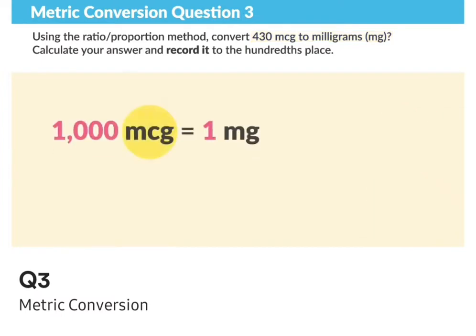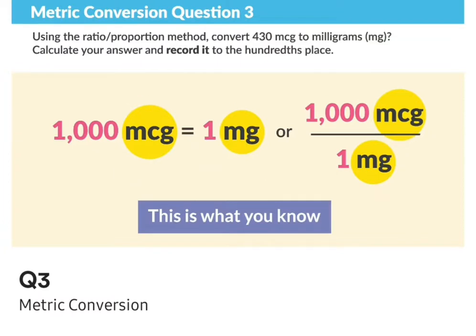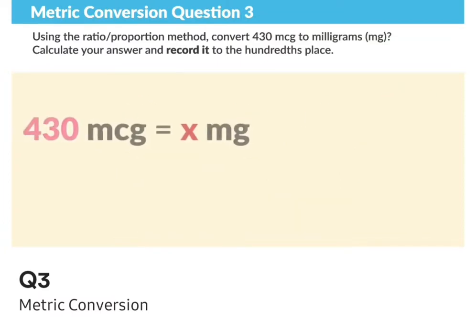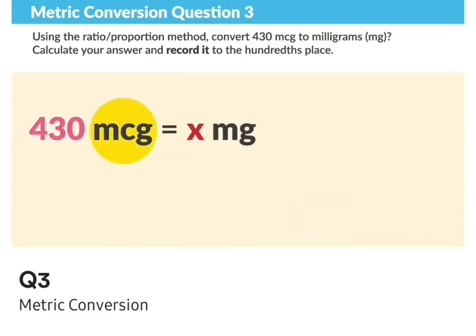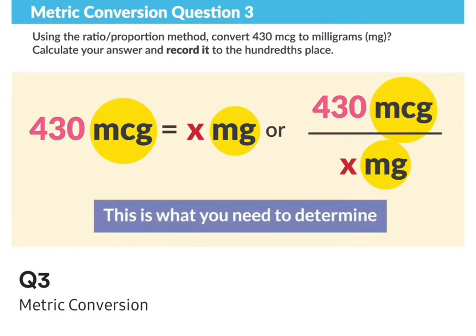As you know, 1,000 micrograms equals 1 milligram. Or simply put, 1,000 micrograms on top and 1 milligram on the bottom. This is what you know. Now, what are we trying to calculate for? Well, 430 micrograms equals x milligrams. So 430 on top and x mg on the bottom. This is what we need to determine. So place what you know on one side and what you're trying to determine on the other side.